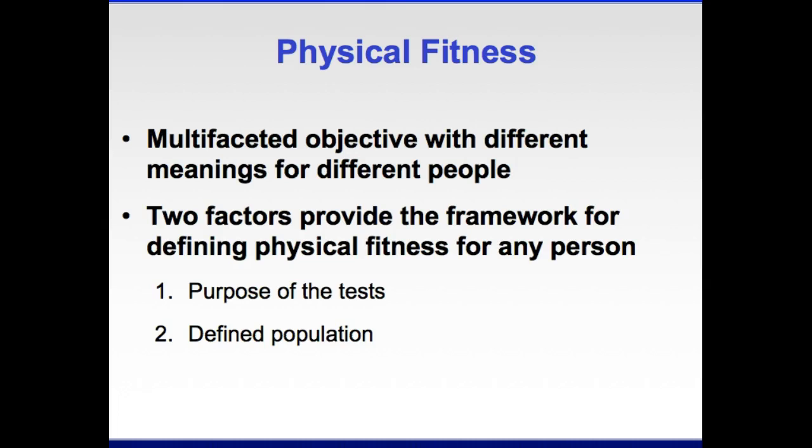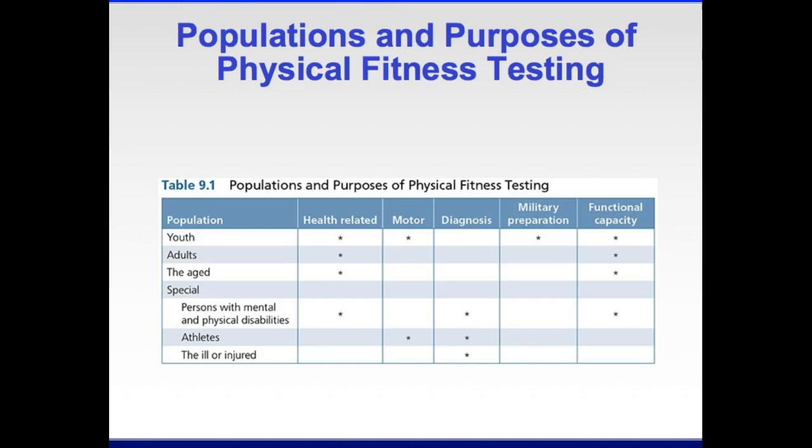Physical fitness is a multifaceted objective with different meanings for different people. Two factors provide the framework for defining physical fitness for any person: 1, the purpose of the test, and 2, the defined population. Populations and purposes of physical fitness testing. Table 9.1. Population: it could be health-related, motor, to get a diagnosis, military preparation, or functional capacity.